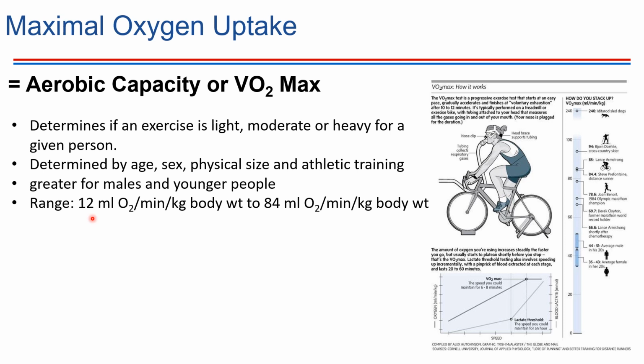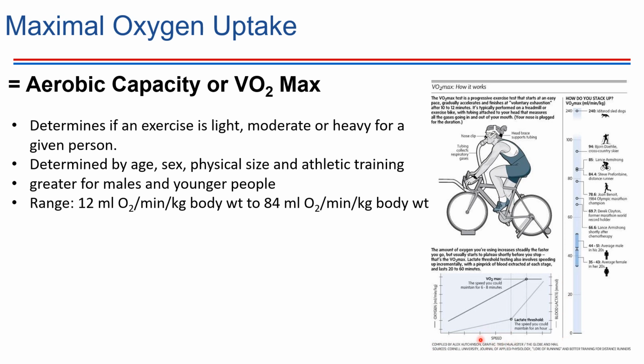The range, I'm not so concerned that you know these numbers, because you'll see on this chart over here, they're a little different than what's in your book, but somewhere between 12 milliliters and 84 milliliters of oxygen per minute used per kilogram of body weight. It's kind of hard to get a concept of that physically in your head, but what I want you to realize is looking at this little graph down here.